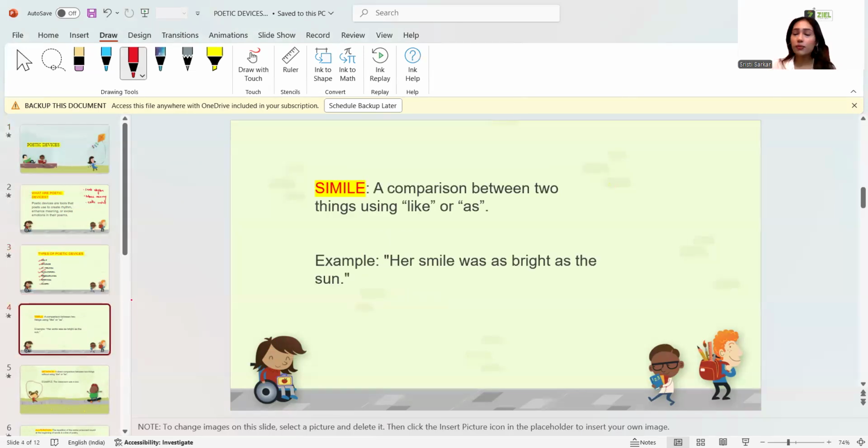So similes. Similes are a poetic device that the poet uses to compare two things, using the words like and as. For example, her smile is as bright as the sun. The poet is comparing the lady's smile with the brightness of the sun, using the word as. Whenever there is as or like in a comparison, it is a simile.